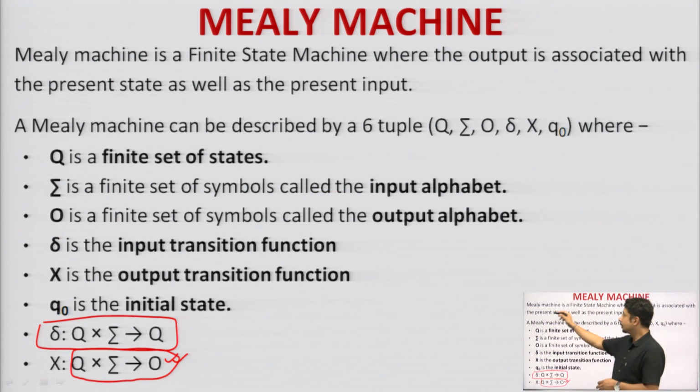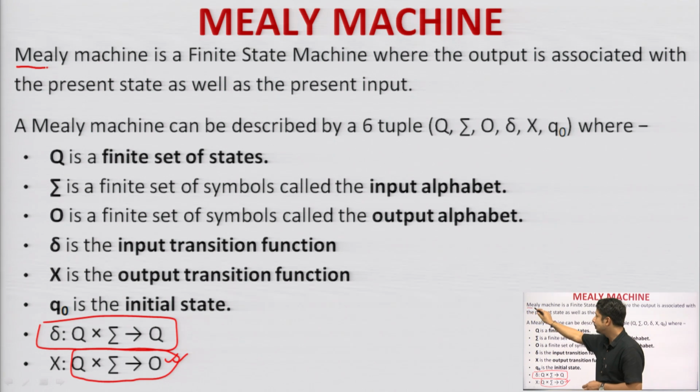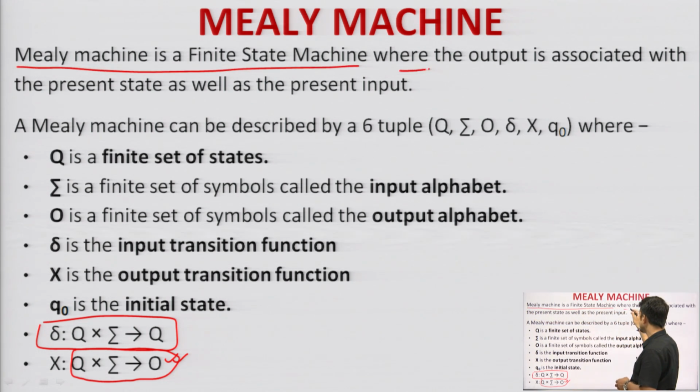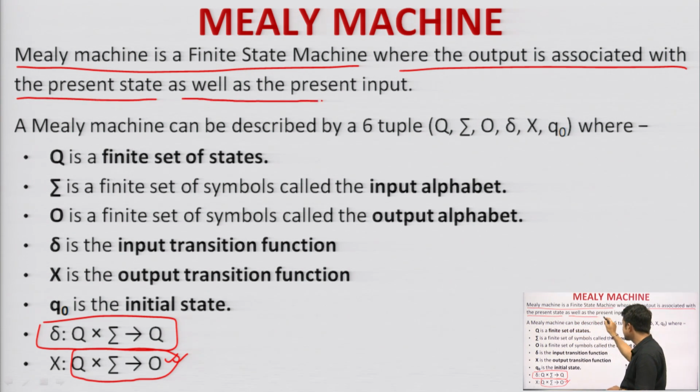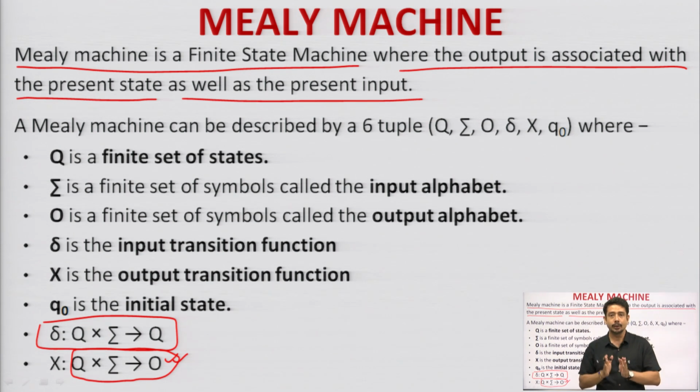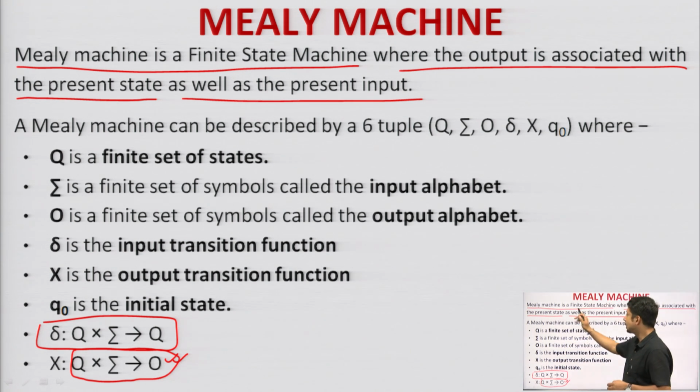So, Mealy machine, again I am trying to depict the entire statement. The Mealy machine is a finite state machine where the output is associated with the present state as well as the present input. What is the meaning of this? I am telling you that in the Mealy machine, the output is associated with the input transitions. How do you come across the input transition? Definitely you should start from the present state, and then you will go with the input transition, right. That is why it is said the present state as well as the present input, got it. We will discuss with an example properly, but at first just try to understand the definition part.